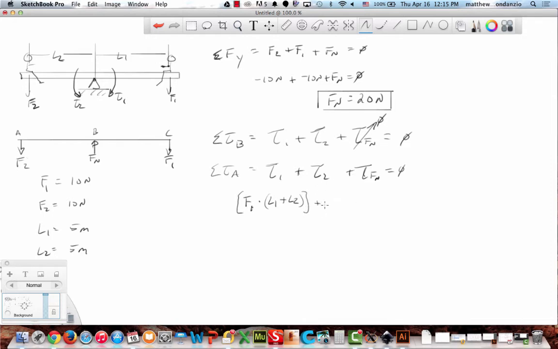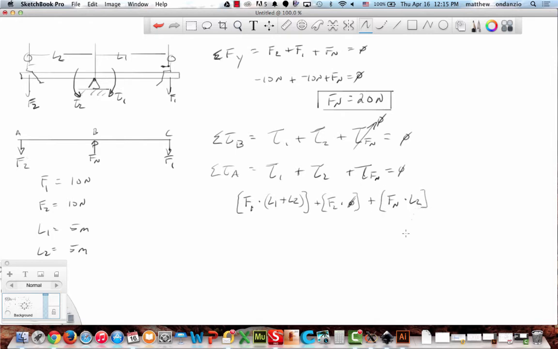Torque 2 is what? F2 times what's the distance between F2 and now point A? 0. Does everyone see that? Yes. Now, the torque of Fn is my Fn times the distance between Fn and A. L2. I'm using L1 and L2 because just because I said it was 5 meters and 5 meters, it may not always be that way, right?